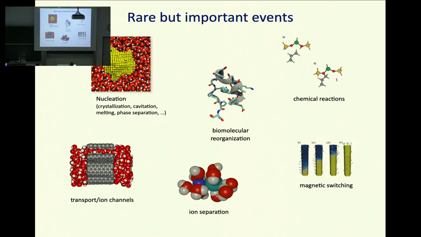There are of course many other rare events that happen in complex systems, like other nucleation processes like cavitation or melting, phase separation, transport processes, magnetic switching, chemical reactions, or the very, very large group of biomolecular reorganization, which includes protein folding and many other processes. For many of these processes, we have to deal with the same issues.